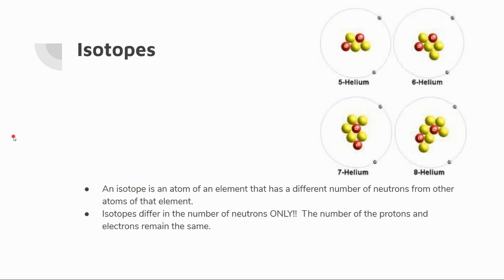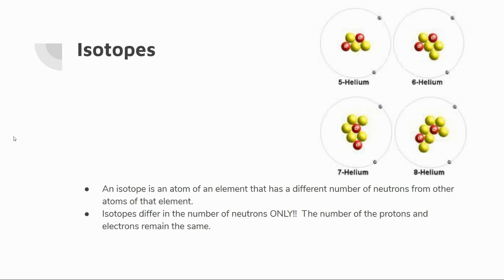So isotopes, another vocab term. An isotope is an atom of an element that has different numbers of neutrons from other atoms of that element. Isotopes differ in the number of neutrons only. The number of protons and electrons remain the same. The last part of that statement is extremely important.